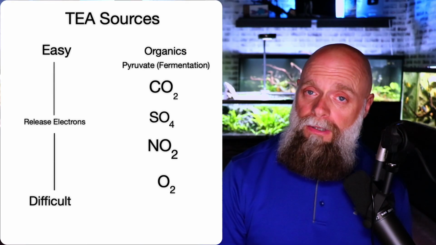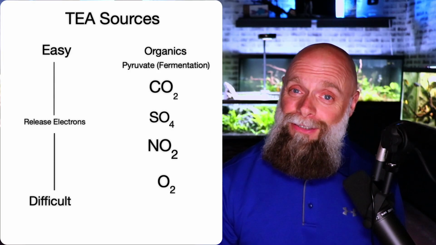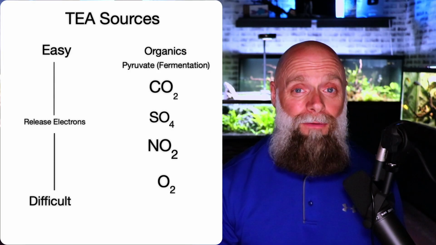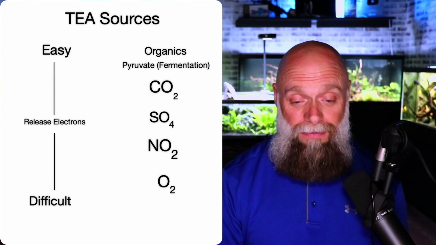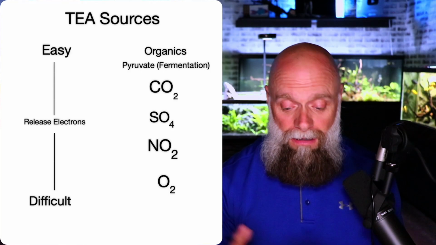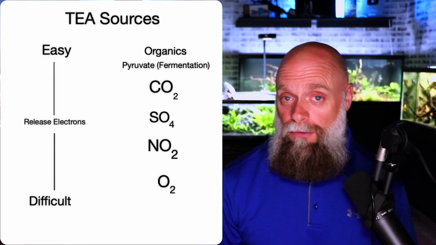If a chemoorganotroph is using pyruvate as its terminal electron acceptor, so it started out really good, but it's only using pyruvate for its terminal electron acceptor. It's only producing 2 ATP, and therefore, a lot of times, it's going to be a far less efficient option than most of our anaerobes and or chemolithotrophs.